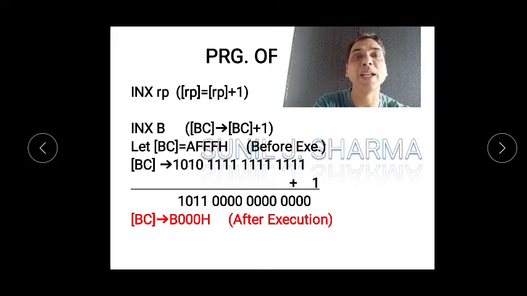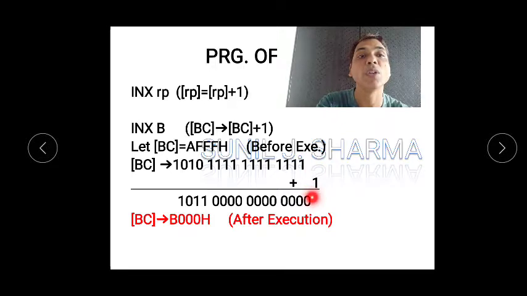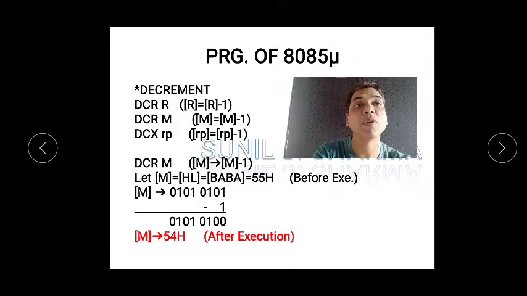I have not taken the example of INR M and all, but let's go with INX RP. RP stands for register pair. So one of the register pairs will be there, like INX B. So the contents of BC will be incremented by 1. Let's assume that BC is equal to AFFFF. This is before execution. If I try to add 1, 1 plus 1 is 0, carry 1, 1 plus 1 is 0, till here it will be 1 only. Everything will be 0. Then can you see 1 plus 0 plus 1 is 1, and this will be B000H. This is after execution.